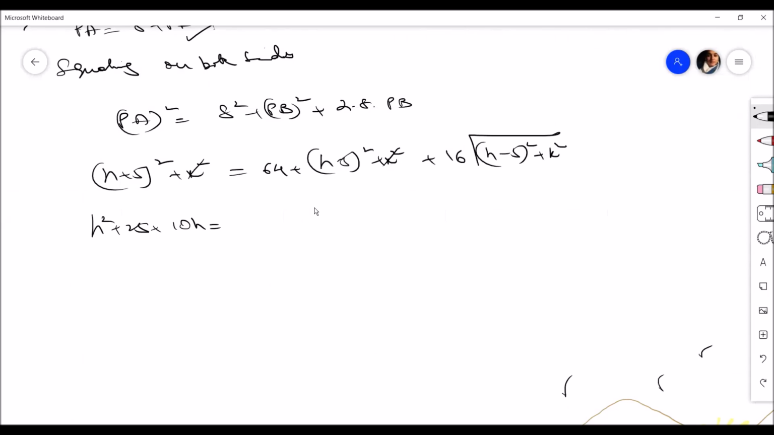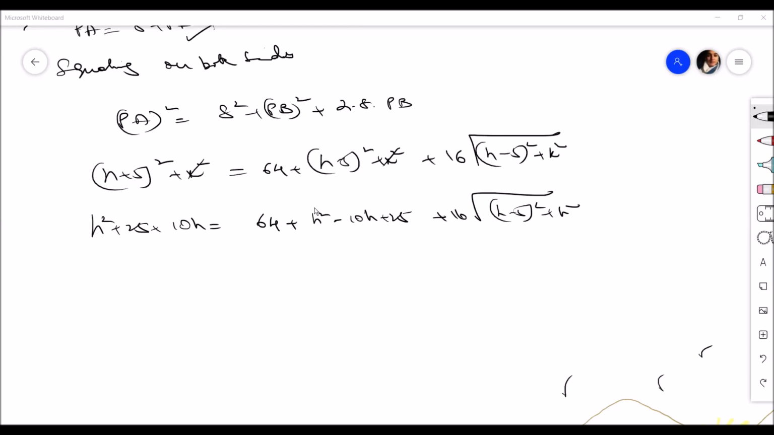Just because it is an IP question, I'm writing down so many steps, but when you're solving problems for JE, you'll have to avoid these steps. But in case of IP, I encourage you to write as many steps as possible so that you're making the solution clear for the person who's reading your answer. Okay, 64 plus H square minus 10H plus 25, plus 16 times root over H minus 5 whole square plus K square. Is it clear, all of you?